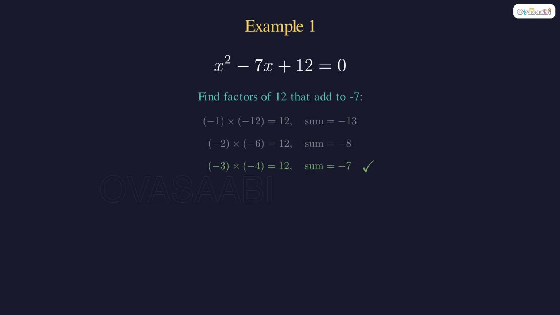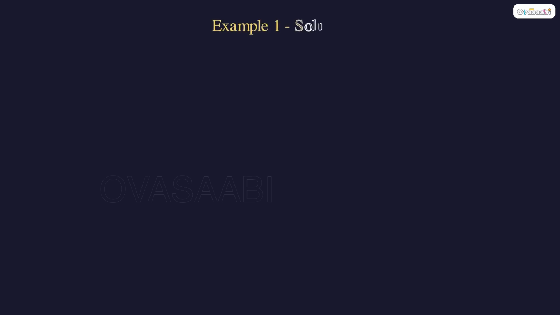Example 1. Solve x squared minus 7x plus 12 equals 0. We need two numbers that multiply to 12 and add to negative 7. Think. Negative 3 times negative 4 is 12.